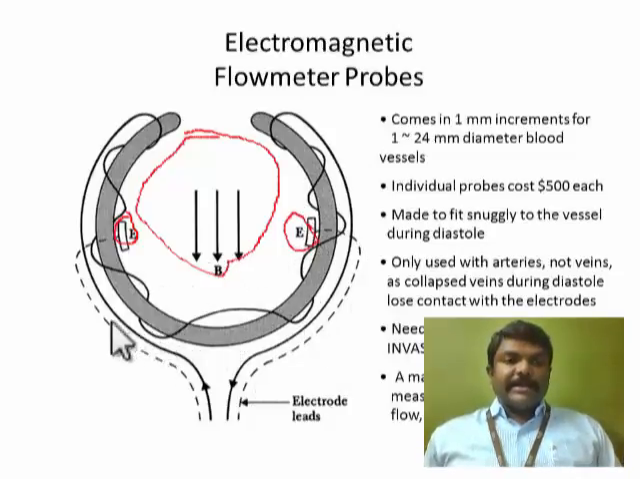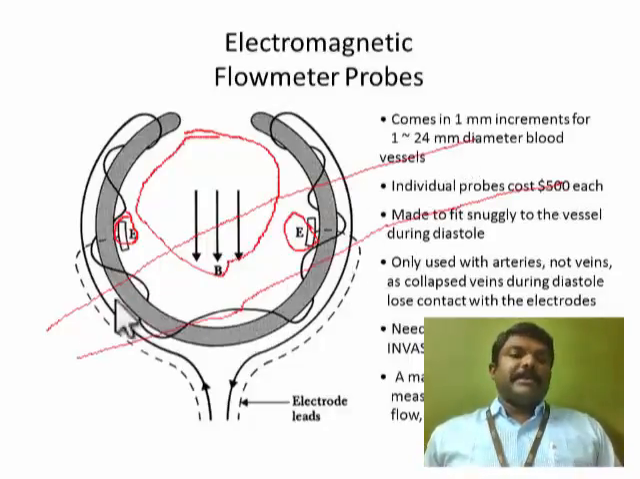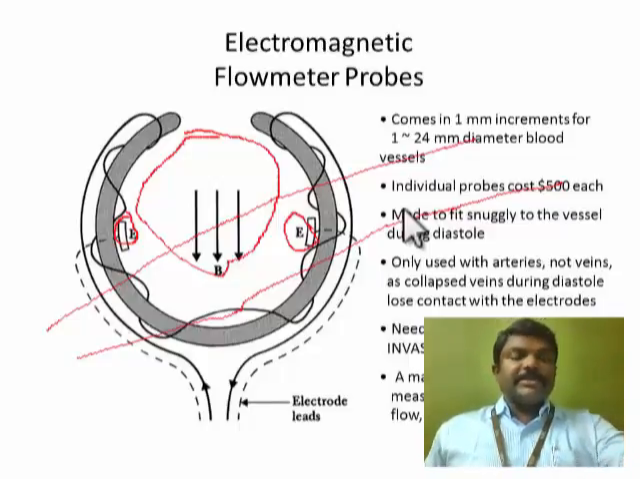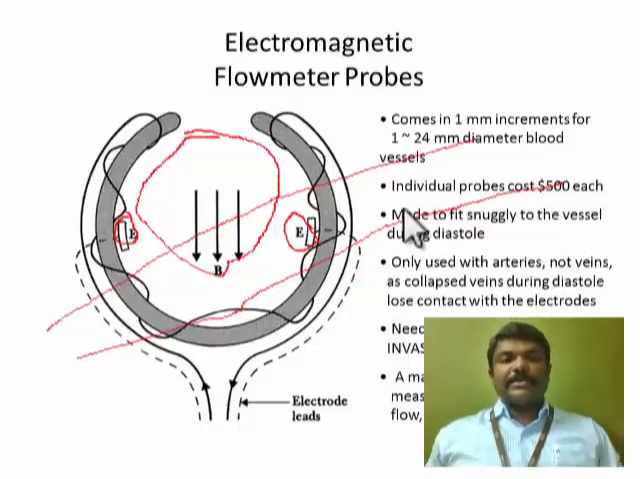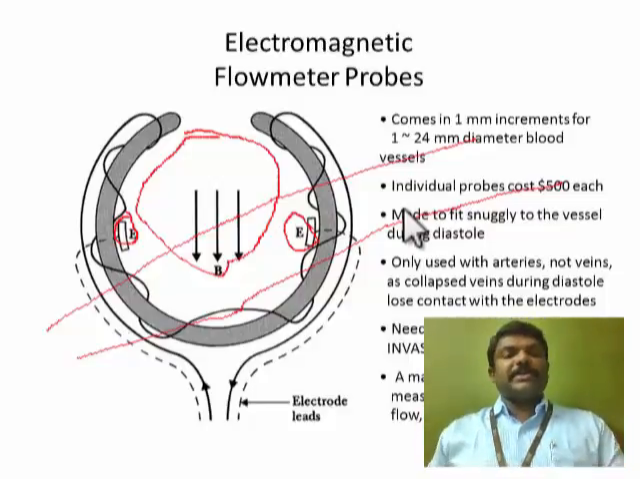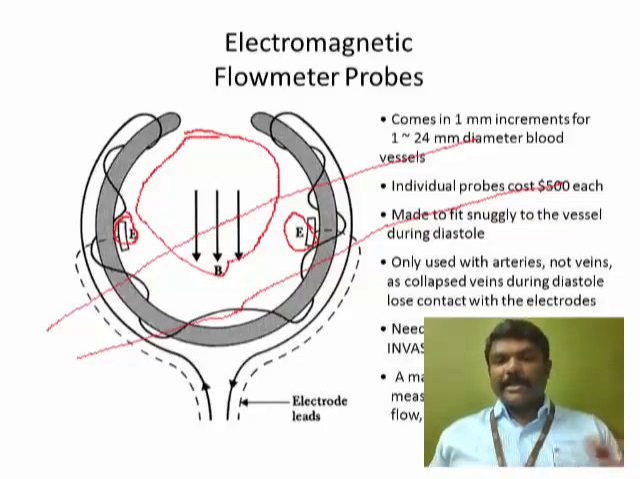So the vessel will be running like this. This is the artery which carries the blood, which is perpendicular to the magnetic field and also to the electrodes. So the EMF will be induced on the electrodes. As I told you in the previous slide, the induced EMF is proportional to the velocity of the blood flowing through the moving conductor. Here, the blood is the moving conductor.